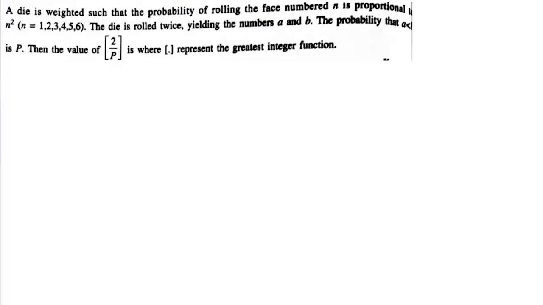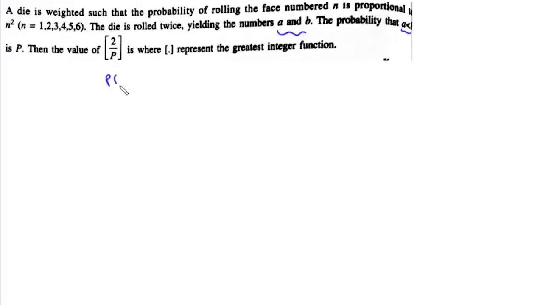Now the question is: a die is weighted such that the probability of rolling the face number n is proportional to n square. This die is rolled twice, yielding the numbers A and B. Find the probability that A is less than B, and this probability is P. Then find the value of the greatest integer function of 2 upon P.